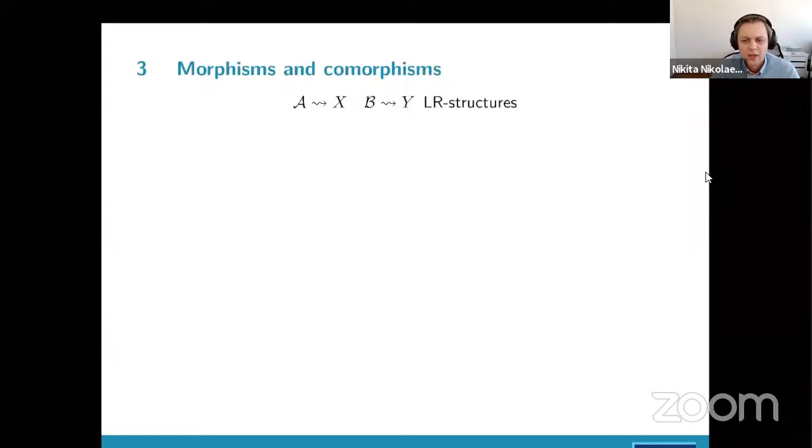Okay, thank you. Now, morphisms and comorphisms all make sense in the sheaf setting. This is where the notation starts to get kind of annoying, because already morphisms and comorphisms for Lie-Rinehart pairs are kind of complicated. You have to take tensor products and write down some complicated looking formulas. But you can make sense of this, right?